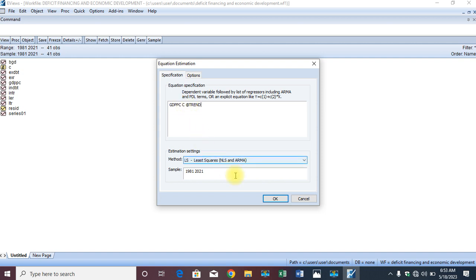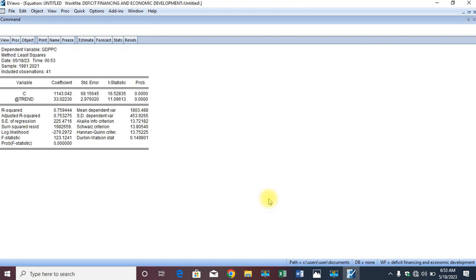If you click OK without changing anything here, you will be exposed to a result that looks like this. These are more or less least squares results that enable you to know if the variable has a trend or intercept. Given the fact that the constant and the trend results have probability values that are less than 5%.